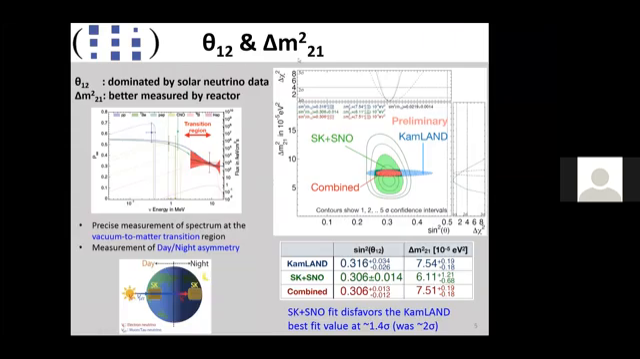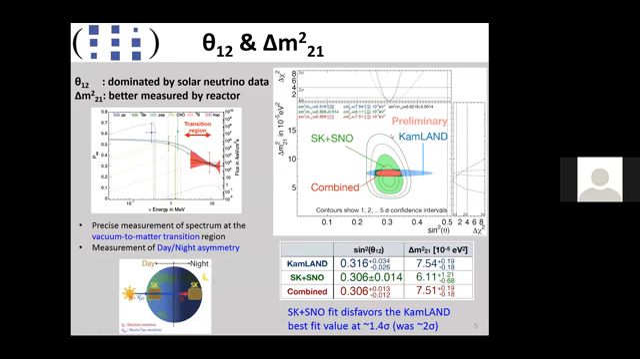For theta 1-2 and delta m square 2-1, historically known as solar parameters, they can be measured by nu_e disappearance from solar and nu_e bar disappearance from reactor. In the solar sector, we use 2 features. One is the precision measurement of the vacuum to matter transition region, and the other is to measure the day-night asymmetry due to the Earth's matter effects.